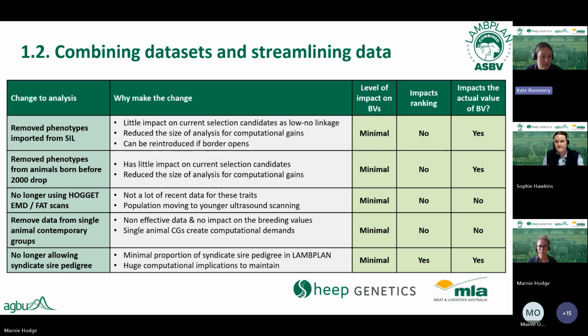We're also going to remove single animal contemporary groups. Single animal contemporary groups are completely ineffective. Within a contemporary group, we need to be able to make comparisons, and we can't do that where there's just one animal. So we're removing that data, which essentially just speeds up the analysis. It shouldn't have impact on breeding values. And finally, we're no longer going to use syndicate sire pedigree.